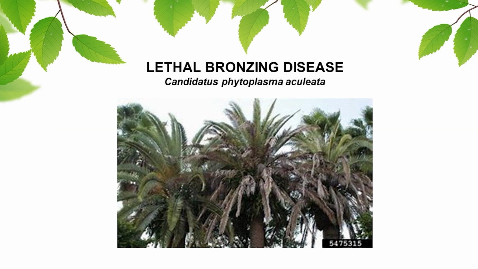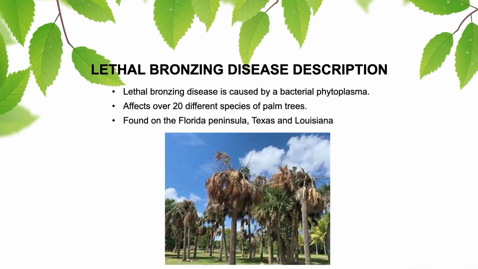Lethal bronzing disease. Lethal bronzing disease description. Lethal bronzing disease is caused by a specific type of bacteria that lacks cell walls called phytoplasma. The bacterium causing lethal bronzing disease affects over 20 different species of palm trees. Lethal bronzing disease can be found on the Florida Peninsula, parts of Texas, and Louisiana.